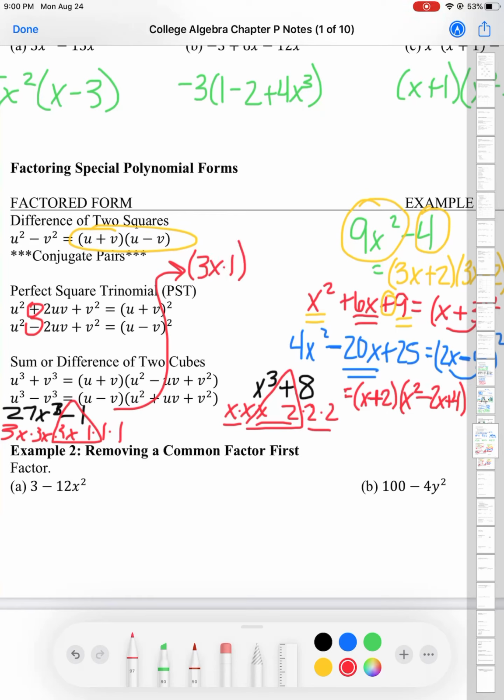3x minus 1 times 3x times 3x, which is 9x squared. Now it's going to be plus, since it was 3x minus 1, my next sign is going to be plus. 3x times 1, which is 3x. And then 1 times 1, which is 1. So that would be my answer for that factor.